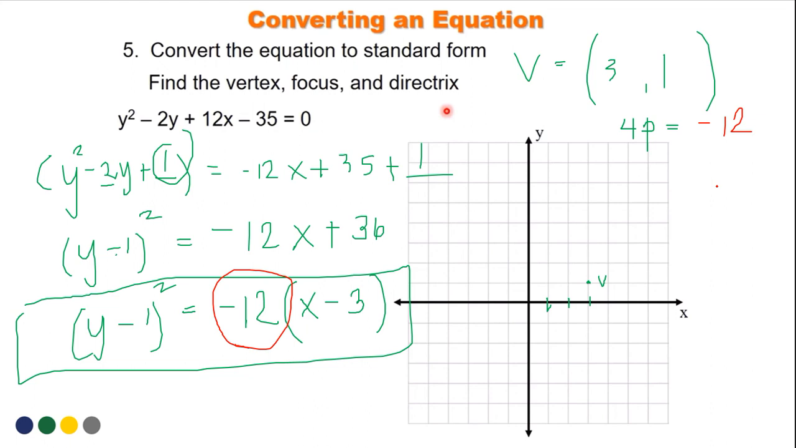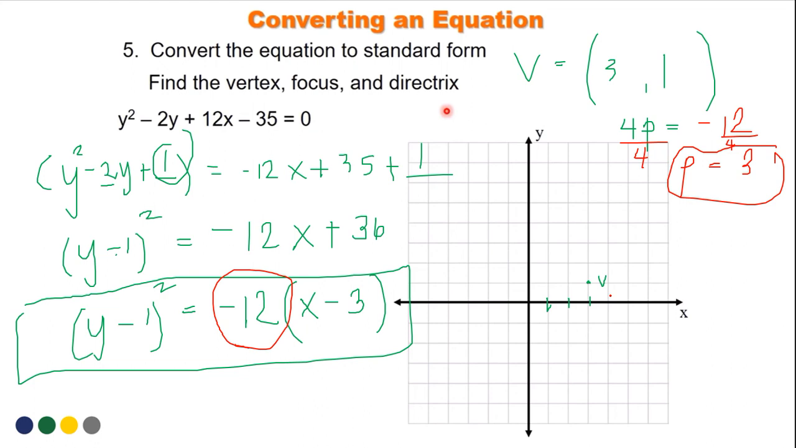If we're going to get the value of P, what is the value of P? It's 3, because P is always the absolute value, just divided by 4. And the value of P is 3. Do you get it?